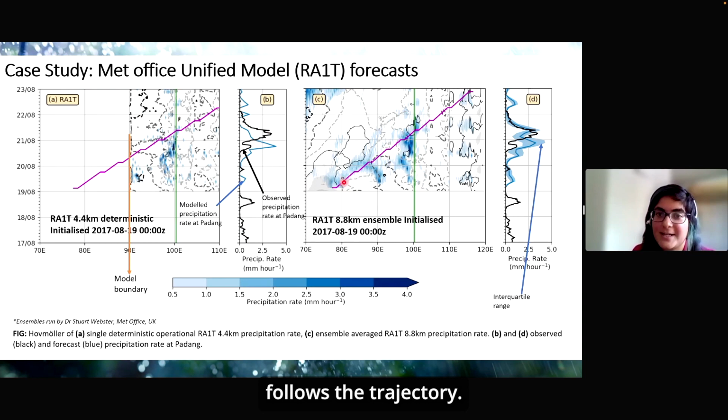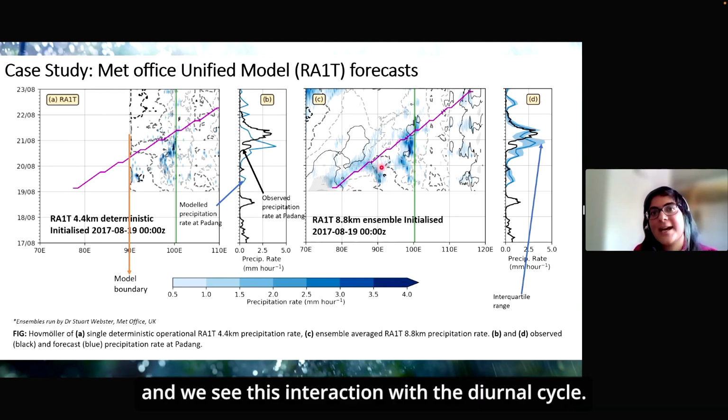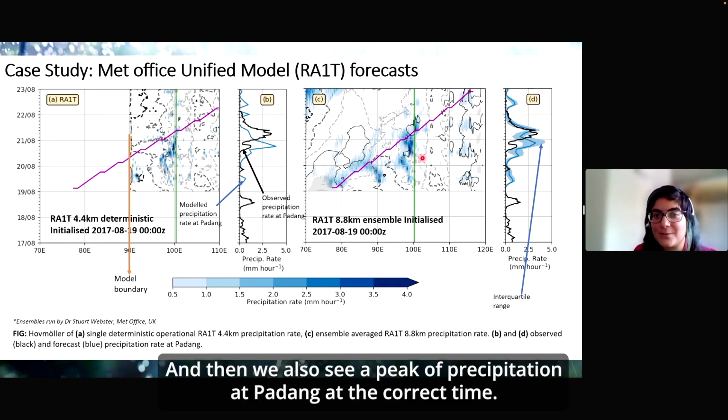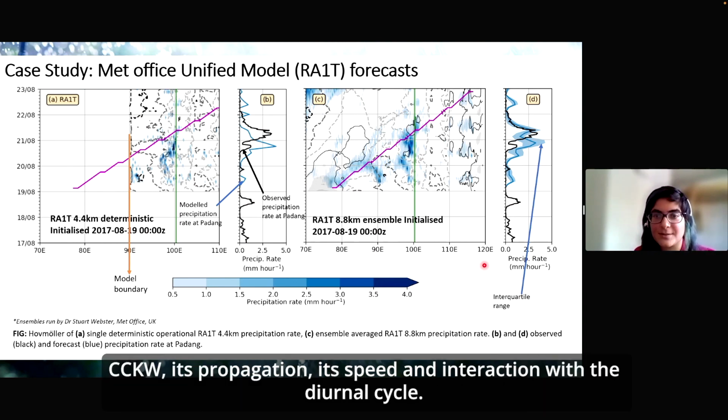follows the trajectory. I should note that this is an ensemble, but all of the ensemble members showed some form of propagation of this CCKW. And we see this interaction with the diurnal cycle. And then we also see a peak of precipitation at Padang at the correct time. So extending the western boundary really was crucial for capturing the CCKW, its propagation, its speed, and interaction with the diurnal cycle.